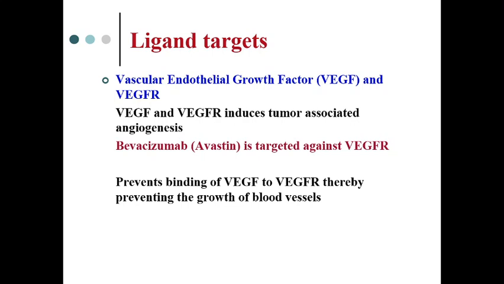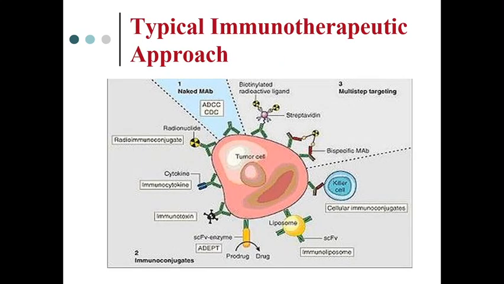By cutting off the growth of blood vessels using a monoclonal antibody approach with bevacizumab or Avastin, one can decrease the tumor growth and kill the tumor cells by depriving them of the growth of blood vessels. Preventing the growth of blood vessels kills the tumor completely.